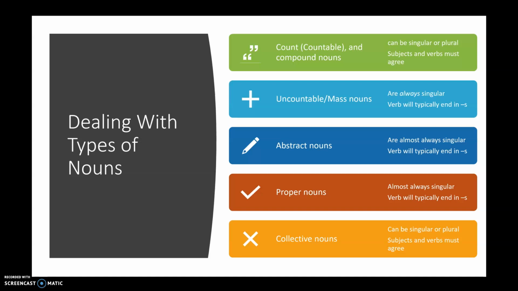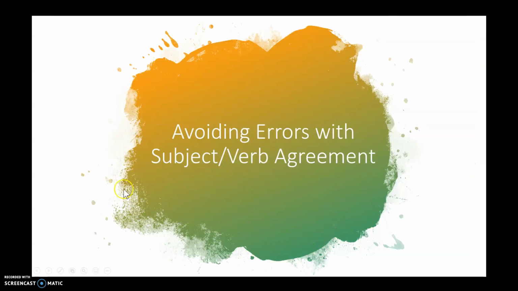And in all of those, your verbs are typically going to end in S. So that's kind of a good cheat sheet for you to know when you have to focus on doing this whole conjugation, making your subject and verb agree. You always know that uncountable, abstract, and proper nouns are 99.99%, if not 100, going to be singular, and the verb is going to end in S.